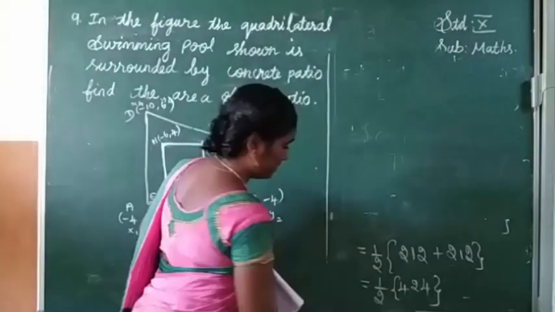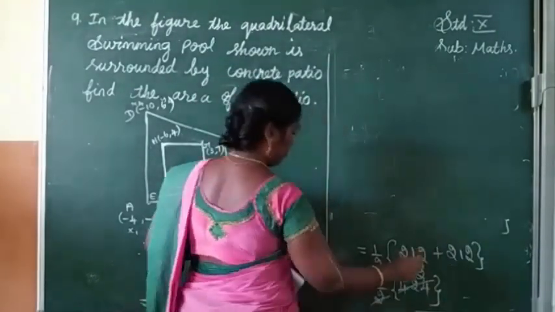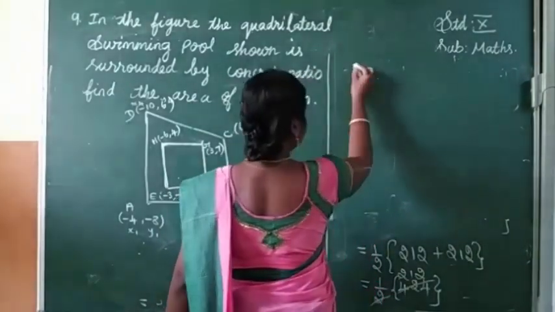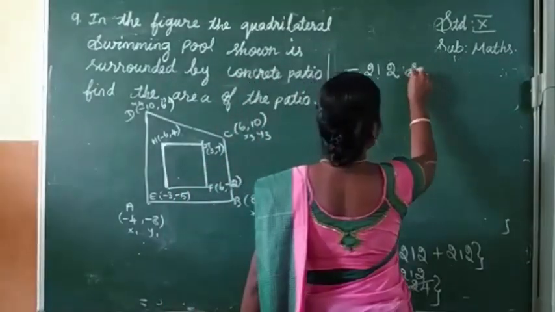Shall we cancel this number? Then 2 2s are 4, 1 2 is 2, 2 2s are 4. Therefore the answer is 212 square units.